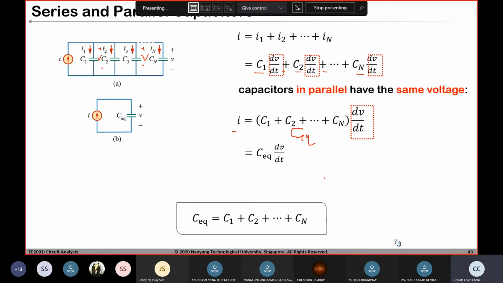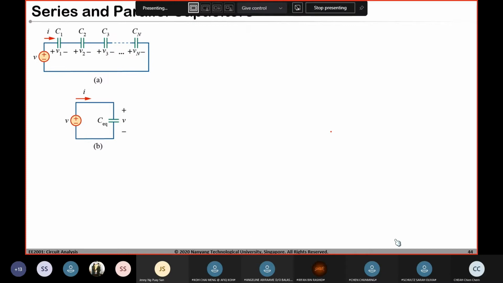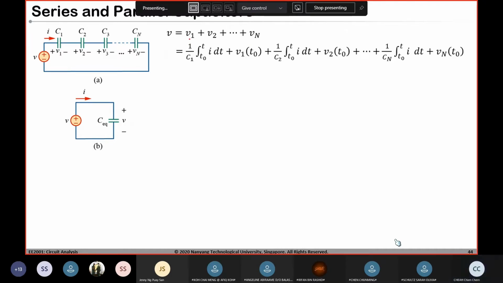As for series combinations, we add up the voltage. This voltage is applied across several capacitors, and voltage is equal to the integration of I divided by capacitance plus the initial voltage. Just now we have done this. So you have n capacitors, you just add them all together. For series, remember the same current flows through all the capacitors.